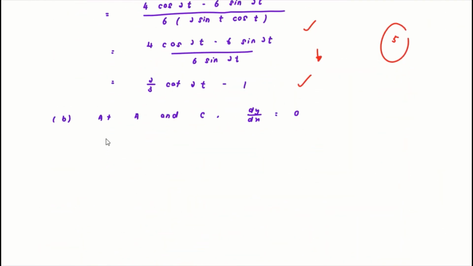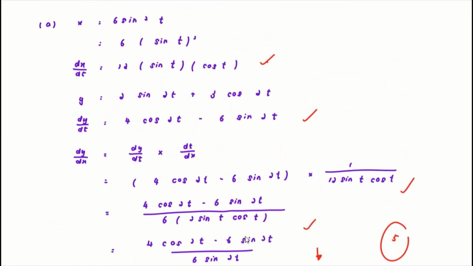So 2/3 cot 2t minus 1 equals 0. So 2/3 cot 2t equals 1. You can bring this over to the other side, so you get 3/2. Then you change it to tan, and change it back again, so tan 2t equals 2/3. After you get this, you'll be able to solve it.